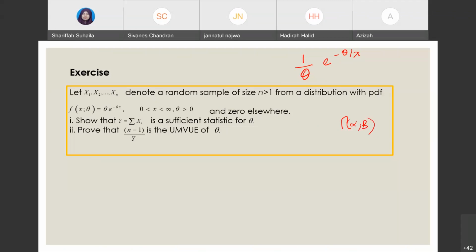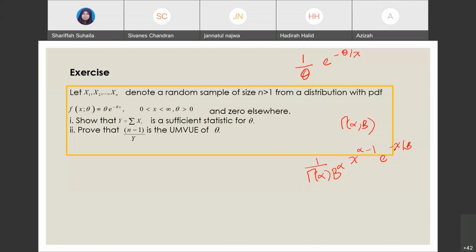So if we have a gamma distribution, normally we have 1 over gamma alpha beta to the power alpha, x to the power alpha minus 1, exponential negative x over beta. So this is the density function for gamma distribution. You already used the gamma distribution to solve for your sufficient statistic for a certain problem in the exercise. So this is your gamma density function, or gamma distribution.